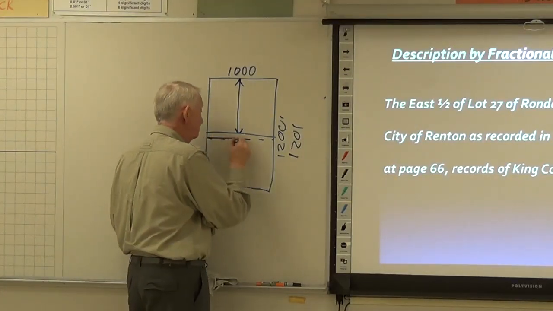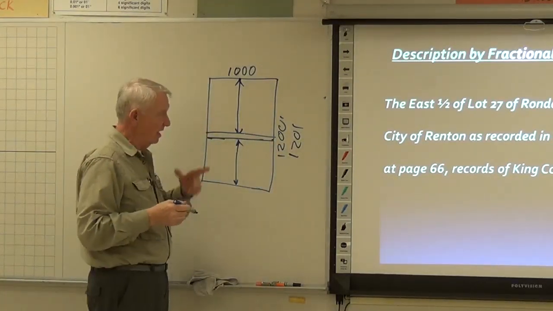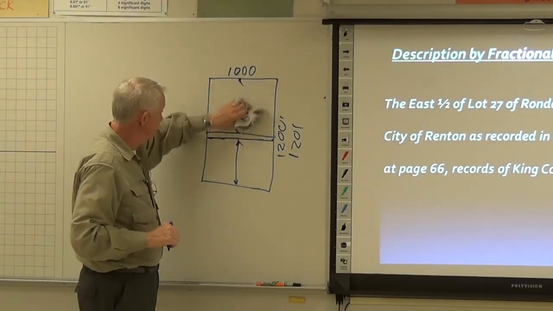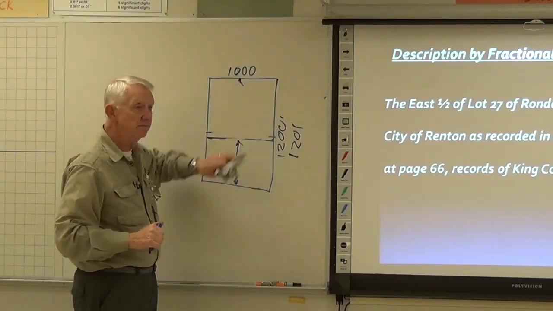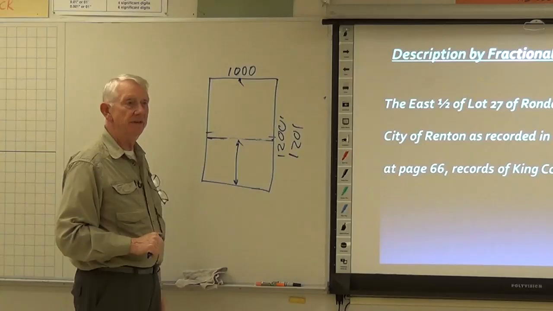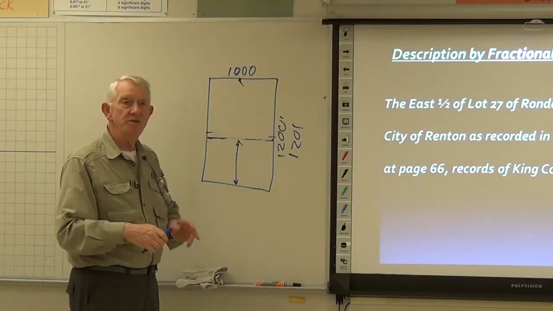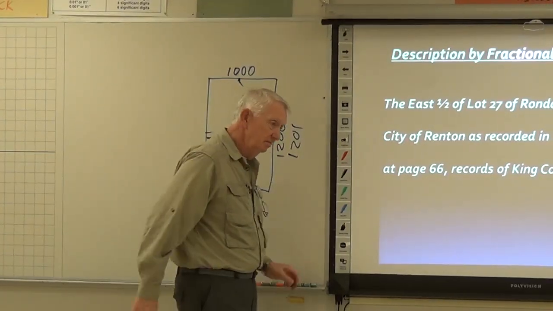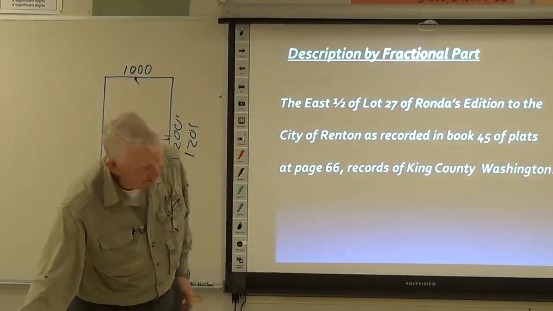So, and we're probably going to see some of this, but if I had to do something like this, and this part, the south 600, was already done, I would say all of the property except the south 600 feet. Then you can't have any problem. But you want to be careful with these kinds of descriptions.